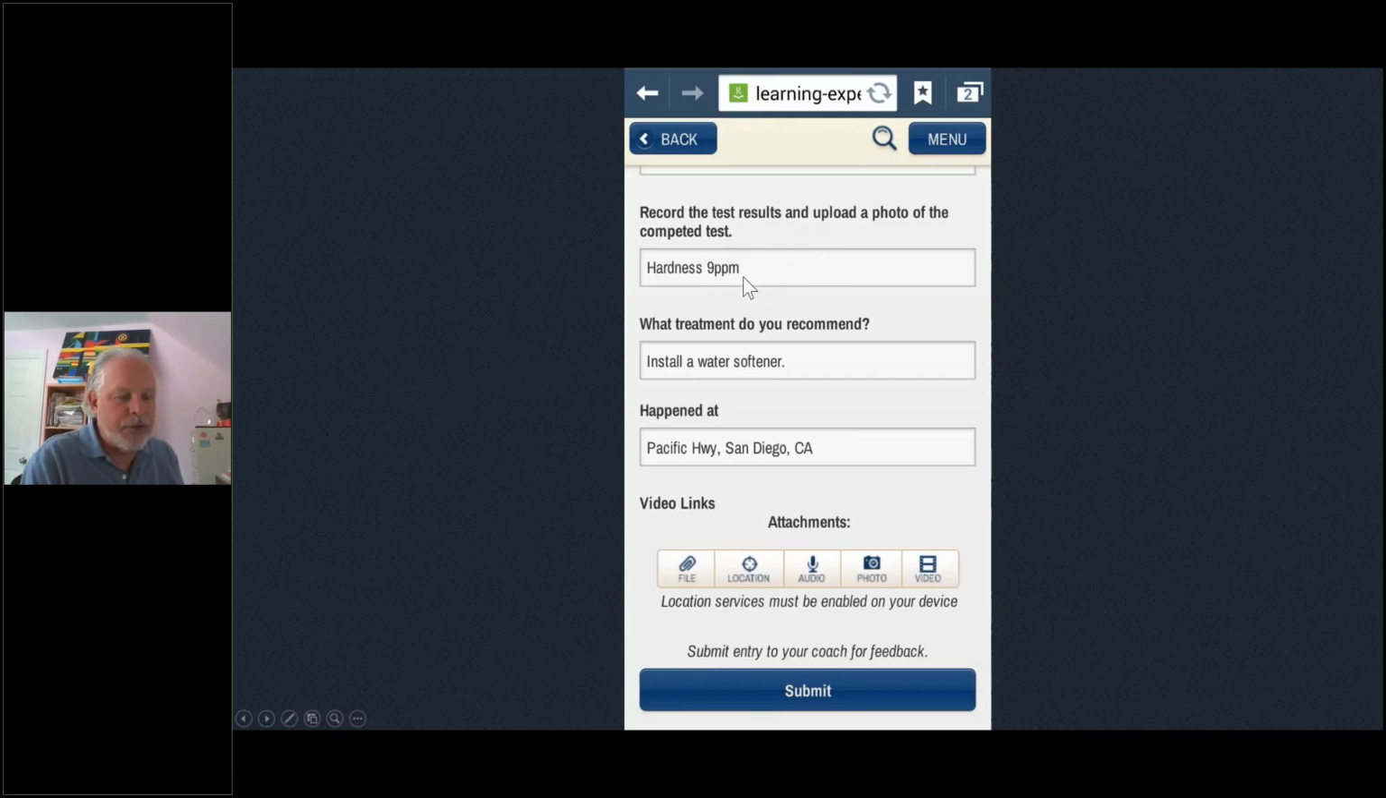There's an authoring tool, so you can put in whatever you want for them to have to do. All right, what was the hardness? 9 ppm. What treatment do you recommend? Install softener. Okay, where did it happen? There's a GPS to check in, so you were actually there. Now, as evidence of what you've done, you can take a picture, do a video, or do an audio, and then submit that to your coach for feedback.